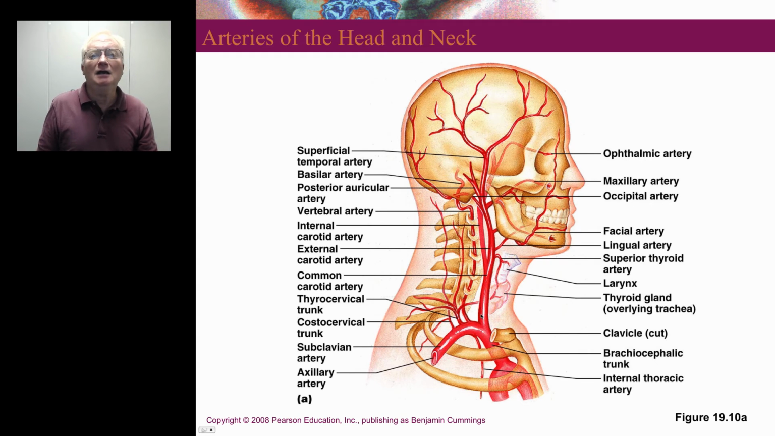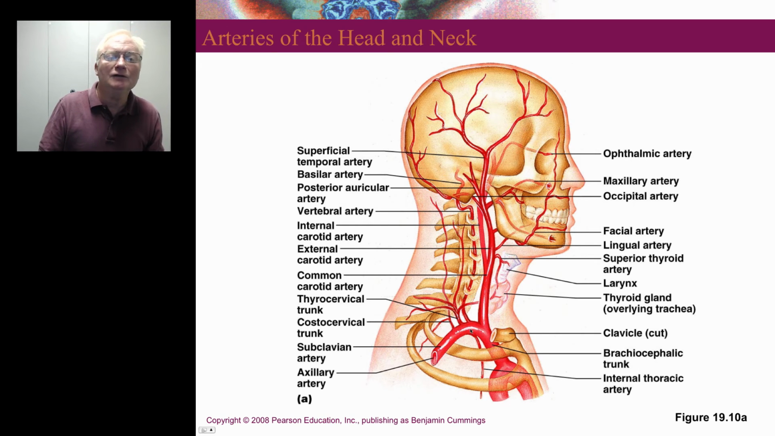In the neck first, we see the common carotid that divides into the external carotid and the internal carotid. External carotid supplies superficial structures. Internal carotid supplies the deeper structures, most especially the brain. And another pair of arteries shown here is the vertebral artery. Here it's labeled all the way up here. The vertebral artery, you may remember, goes through the transverse foramina of only the cervical vertebrae.